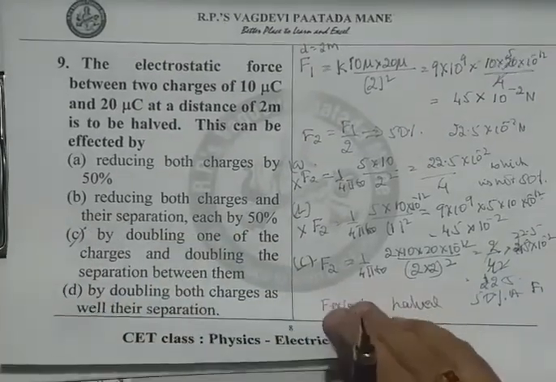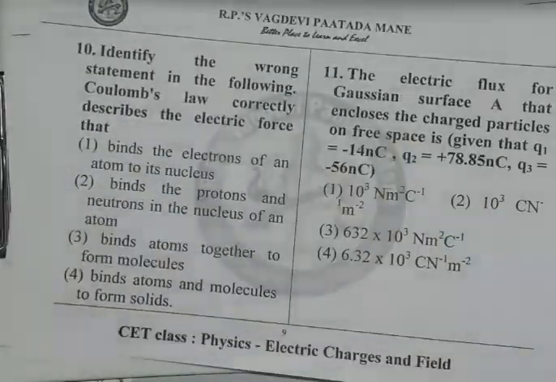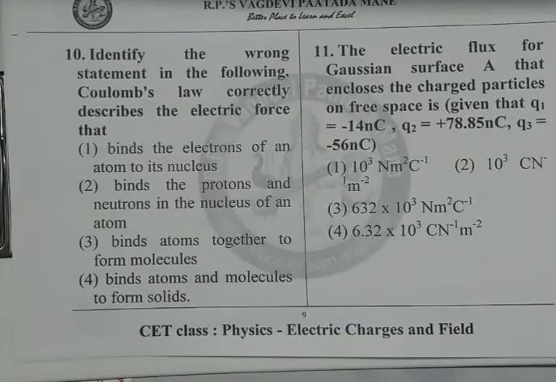Now we go for the 10th question. The 10th question is also a direct knowledge based question. We read: identify the wrong statement in the following. Coulomb's law correctly describes the electric force that, first option, binds electrons and atoms in the nucleus, but it should be in the atoms, not in the nucleus.